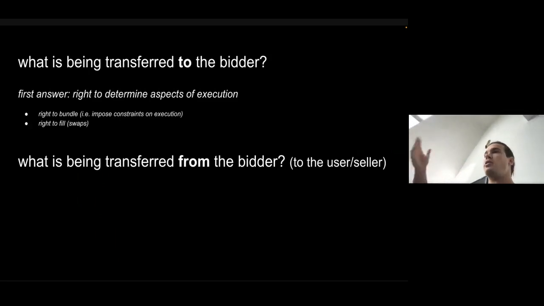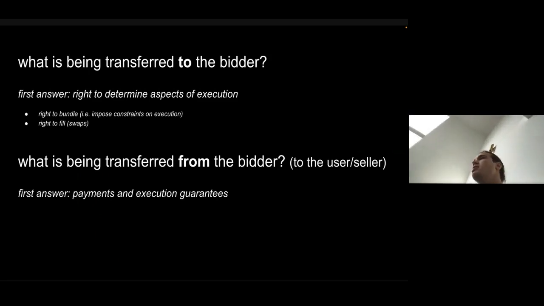Another example of the right to determine the aspects of execution is, I can fill this, right? Someone puts out an order, they want to trade into ETH, and I can take the other side of that, and we can compete for that. That's another example. And a very obvious example of what's being transferred from the bidder would be payments, right? And execution guarantees. I'll pay you $10 for this transaction. If I pay more than everyone else, I get it. Or maybe I give an execution guarantee. I will give this order an execution price of at least 6 or whatever it is, right?